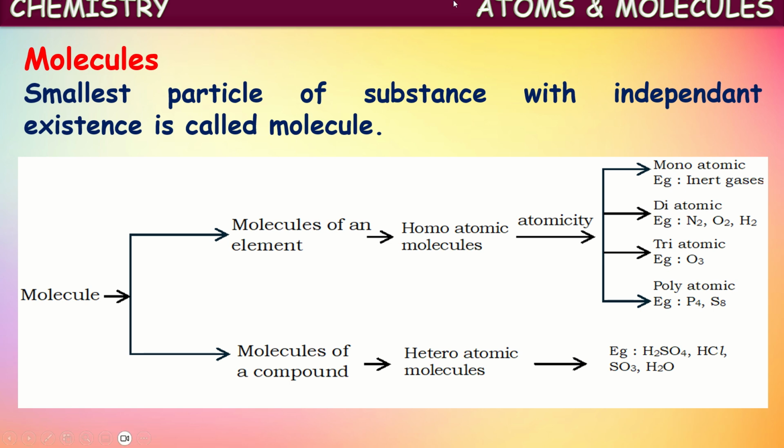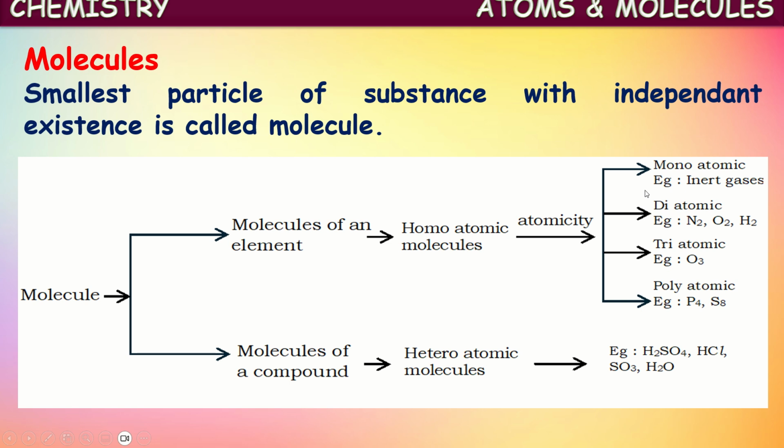So what is meant by atomicity? Atomicity means the number of atoms combined together to give rise to a molecule of an element. That is called atomicity. It means what number of atoms are combining together to form a molecule of an element. The atomicity of an element depends on the characteristics of the element. Depending on atomicity, the molecules are categorized into monatomic molecules, diatomic molecules, triatomic, and polyatomic molecules.